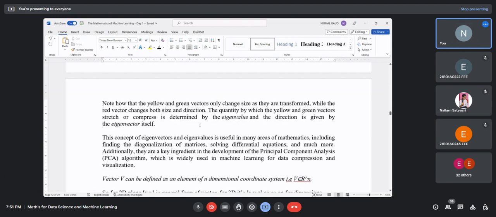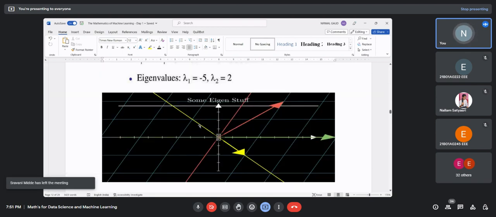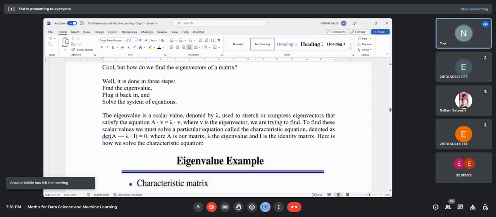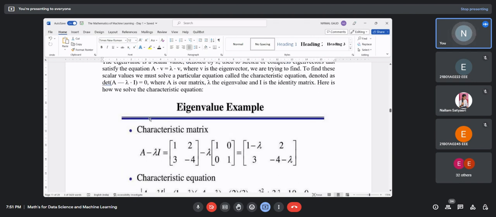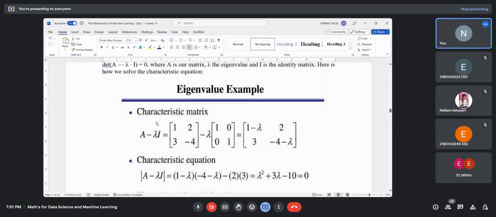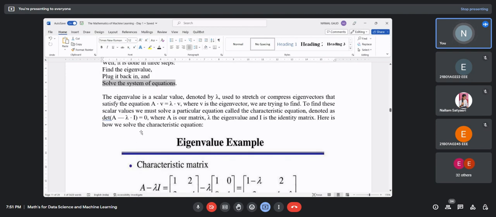So first find the eigenvalues, and then what next do you need to do? You need to plug the eigenvalues back in and solve the system of equations. So I need to again plug the values into this equation.